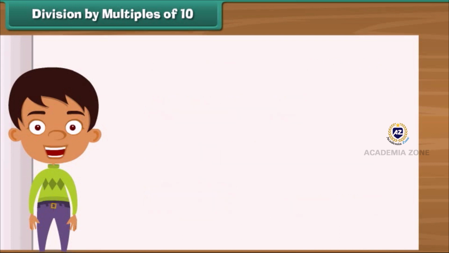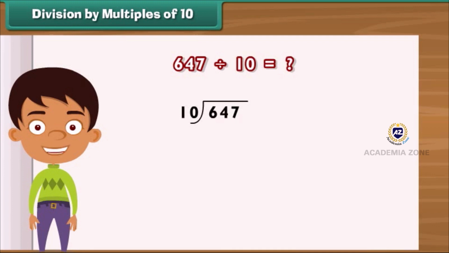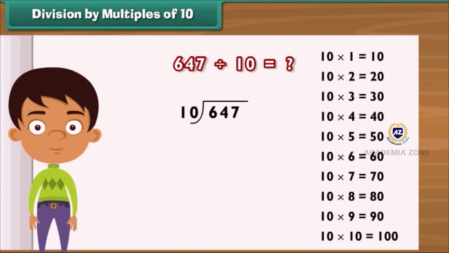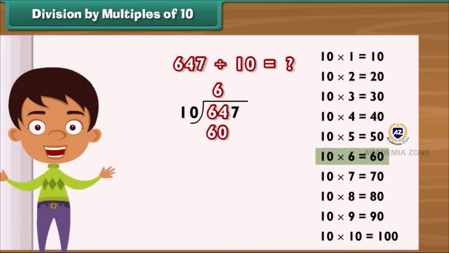Now divide 647 by 10. We recall 10's table and find a number such that the number when multiplied by 10 lies close to 64. 10 into 6 is equal to 60. Subtract 60 from 64 to get 4. Drag 7 down. We have 47.